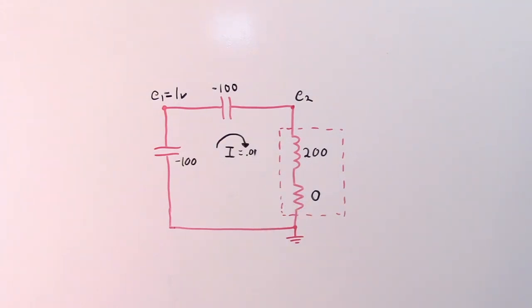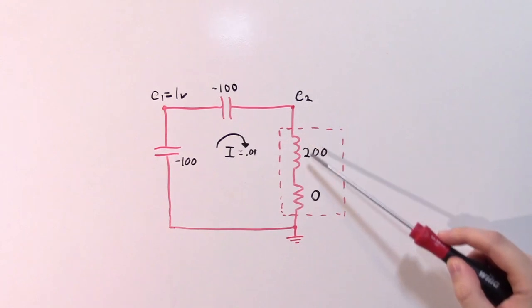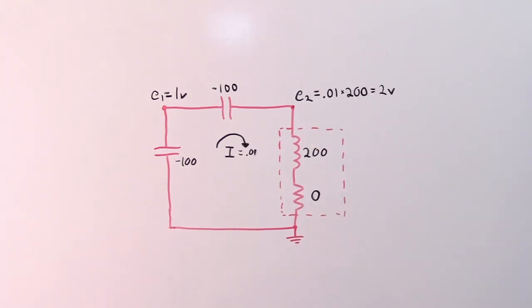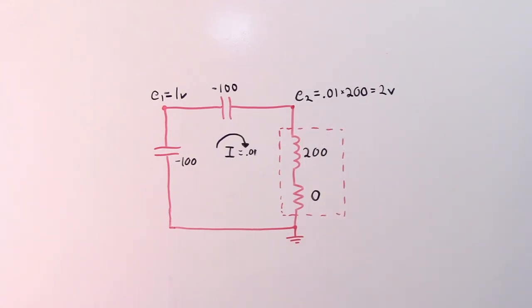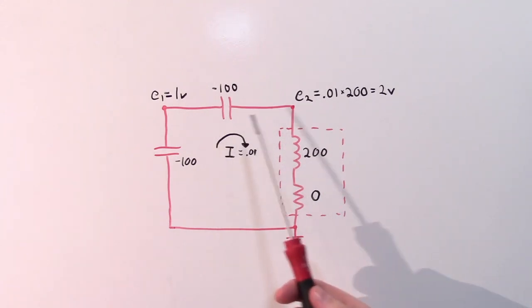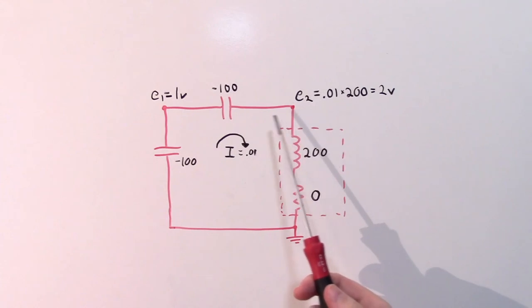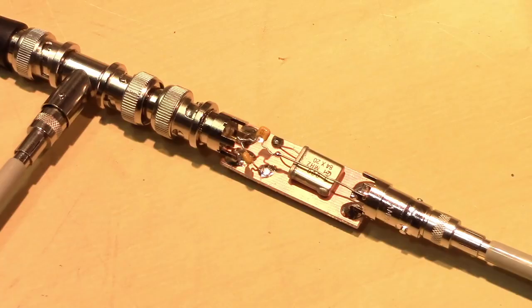Now, we can also determine the voltage at E2 using Ohm's law. That's just going to be the current, 10 milliamps, times the impedance, which is 200. So we're left with 2 volts on the output. So this all has to do with impedance and resonance. And we do actually get a voltage gain here due to the negative reactance and positive reactance that we have in this circuit. And I have just such a circuit built up on the bench.